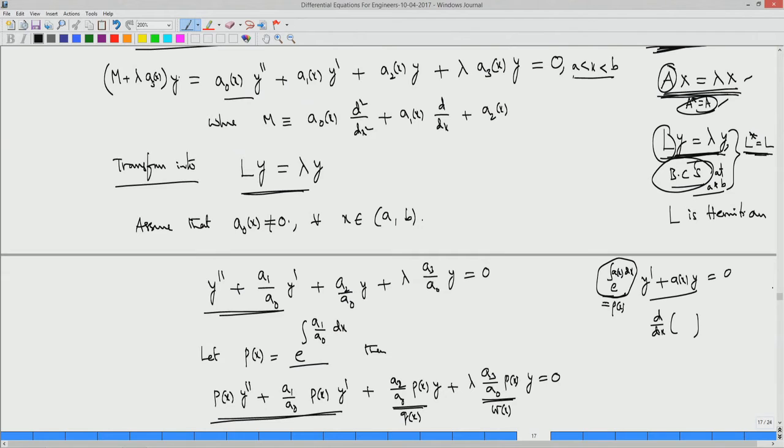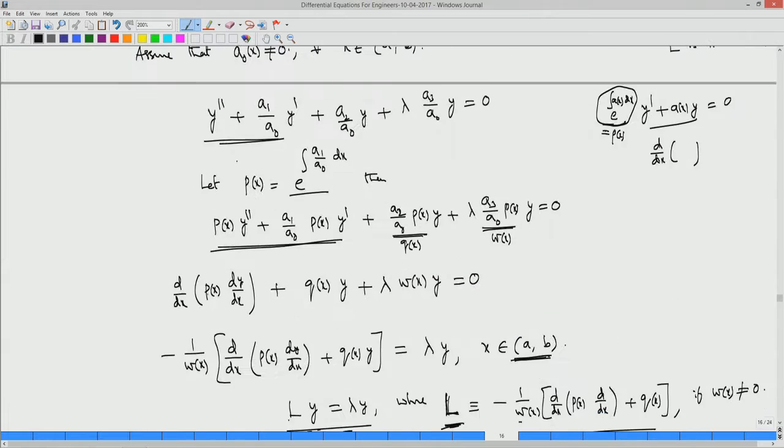So, we will look into the equation again. You just consider this. This is the differential equation, replacing the operator A: instead of Ax you have My, plus lambda some function of x times y. I want to put it in this form Ly equals lambda y, where I want to make this L self adjoint or Hermitian.